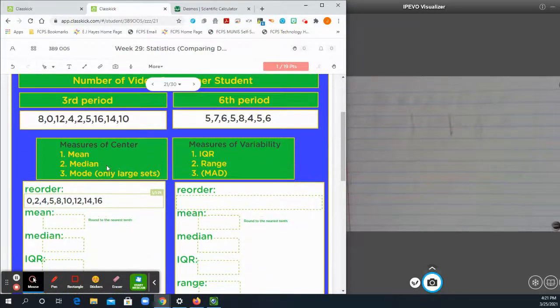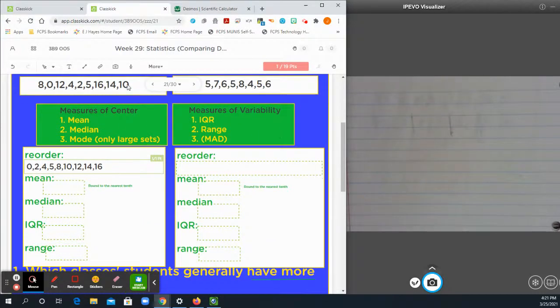So the mean, I would add those up. Let me grab my calculator. I'm going to use my handheld on this one because I don't want to flip between them. I've got 0 plus 2 plus 4 plus 5 plus 8 plus 10 plus 12 plus 14 plus 16. Now I didn't add the 0 because it doesn't change anything. I get 71 for my sum.